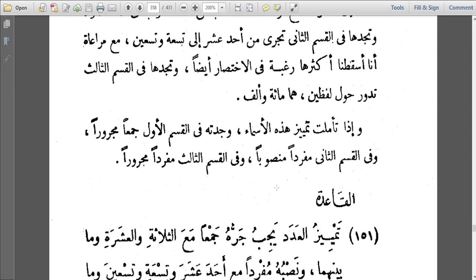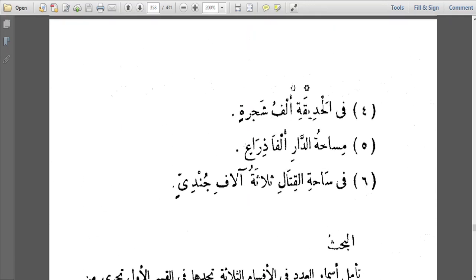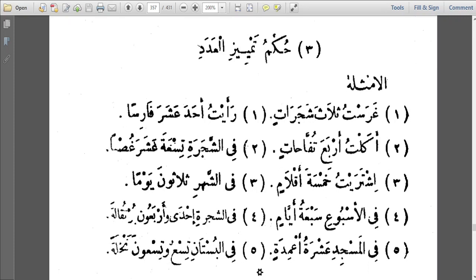100 and 1000. He says, إِذَا تَأَمَّلْتَ تَمْيِيزَ هَذِهِ الْأَسْمَاءِ, when you look at the tamyiz of these nouns, meaning these numbers, وَجَدْتَهُ فِي الْقِسْمِ الْأَوَّلِ جَمْعًا مَجْرُورًا, you find it in the first part plural and also majrur. I'll go up and clarify, just reading. وَفِي الْقِسْمِ الثَّانِي مُفْرَدًا مَنْصُوبًا, in the second part, you find it singular and mansub. وفي القسم الثالث مفردا مجرورا, and in the third part where we deal with 100 and thousands, the tamyiz is singular and majrur. Before we read the rule, let me clarify the thing very well for you up here again.